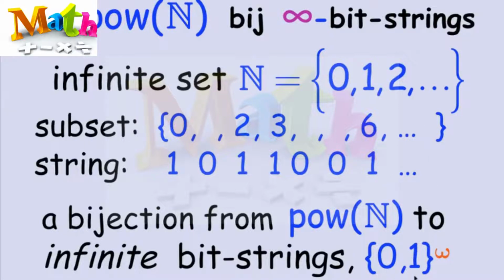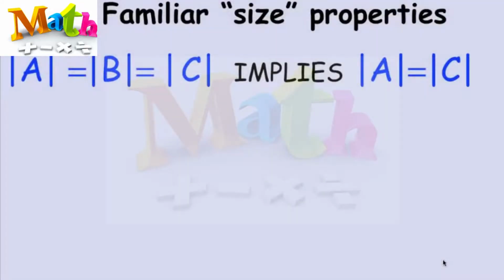So we'll use this notation {0,1}^omega, meaning the infinite bit strings that are infinite to the right. They have a beginning, in comparison to {0,1}^star, which refers to the finite bit strings. So now let's examine the standard size properties that you'd expect if these relationships of surj and bij behaved like relationships between sizes.